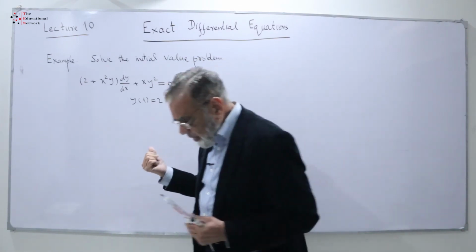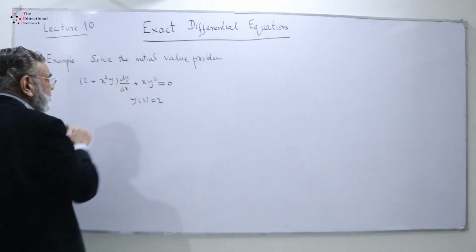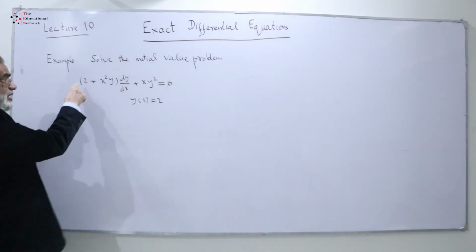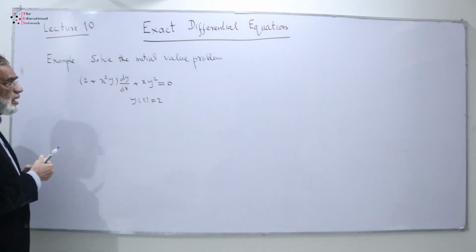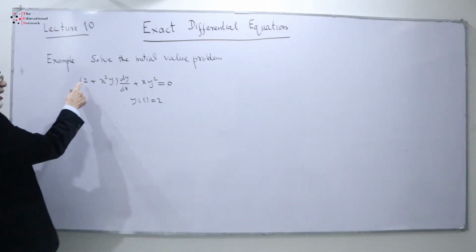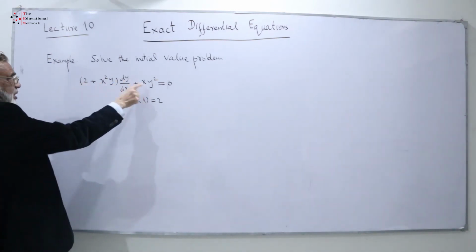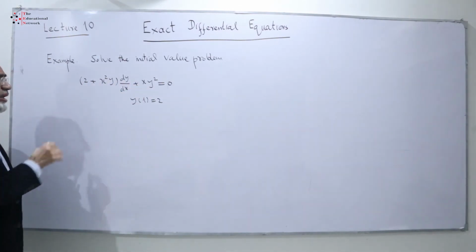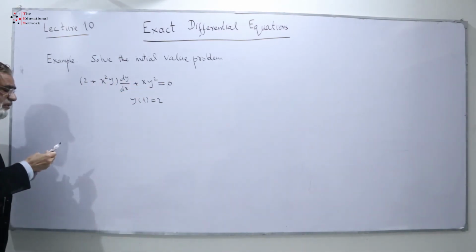We check the equation. It's not separable. We are not able to separate it because a 2 plus something is coming here. Then, if we want to take this as homogeneous, no, it's not homogeneous because of this 2. These have degree 3 and degree 0. It's not. It means we have to check whether it is an exact differential equation.